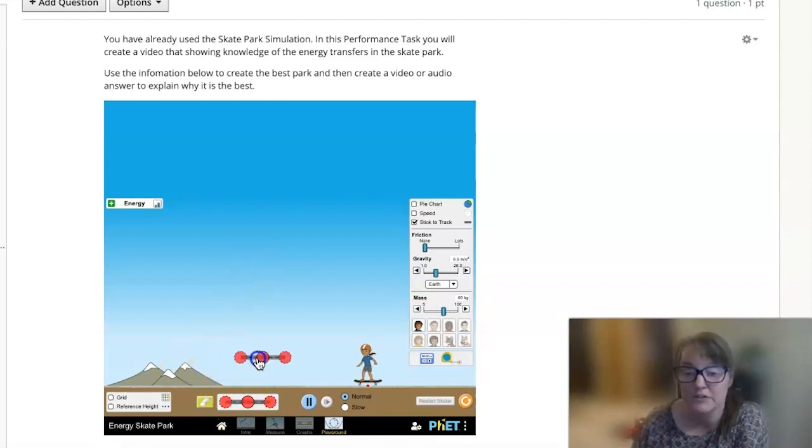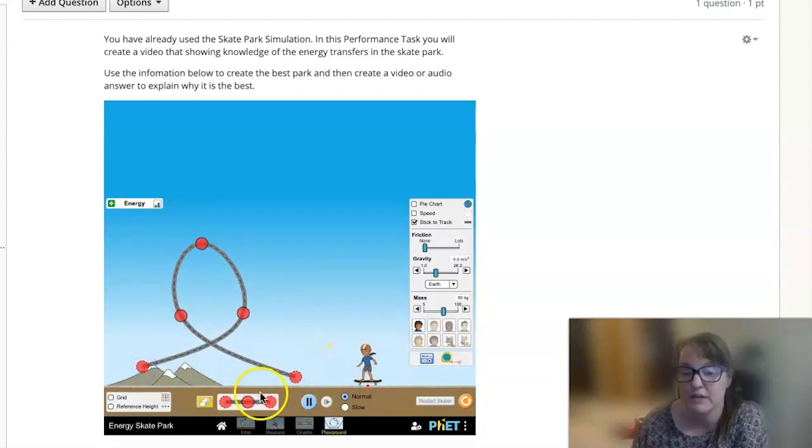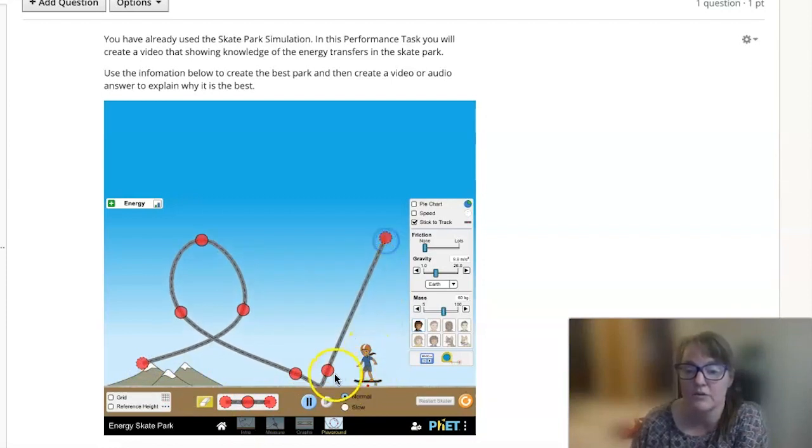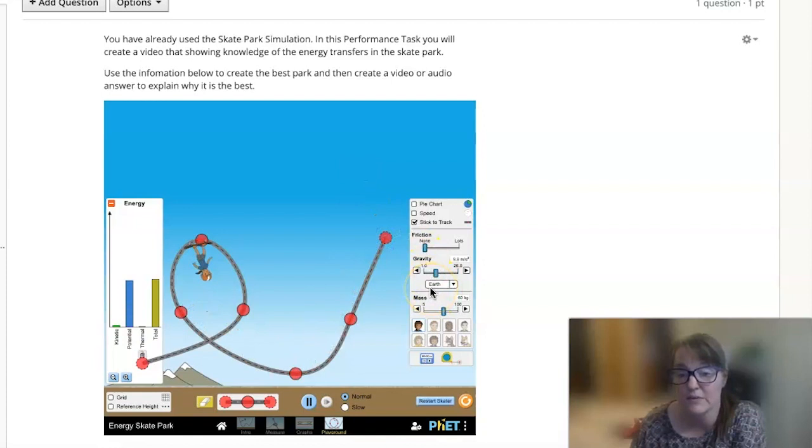Now what you're going to do is you're going to start creating your track, and you can create any sort of track that you would like. You're going to add in as many different pieces as you want, and you are going to need to explain the different energies that are going on throughout. You're going to add your energy graph here. You can take out any of these other tools that you like, and you're going to put your person onto your track and see if it works.